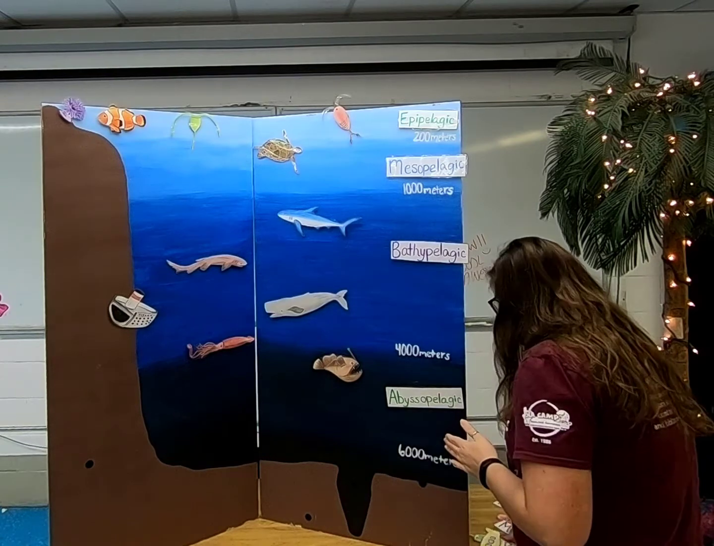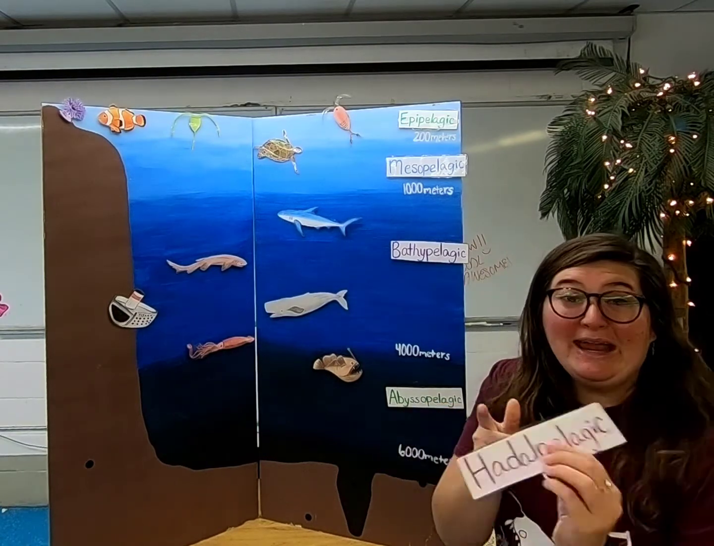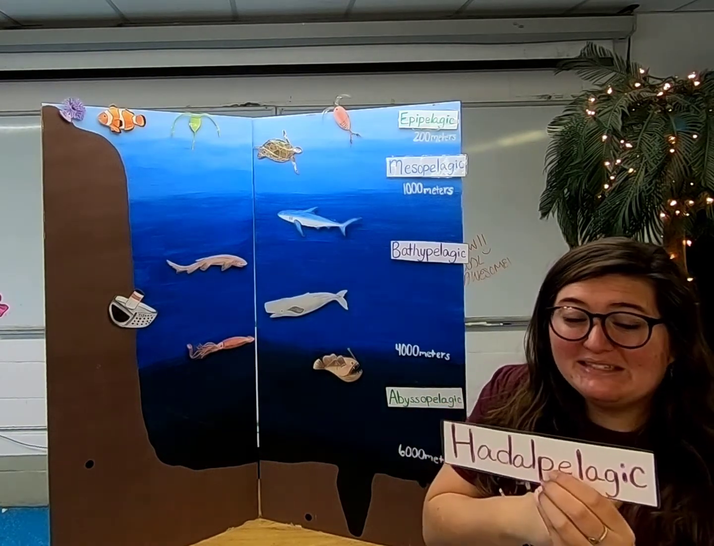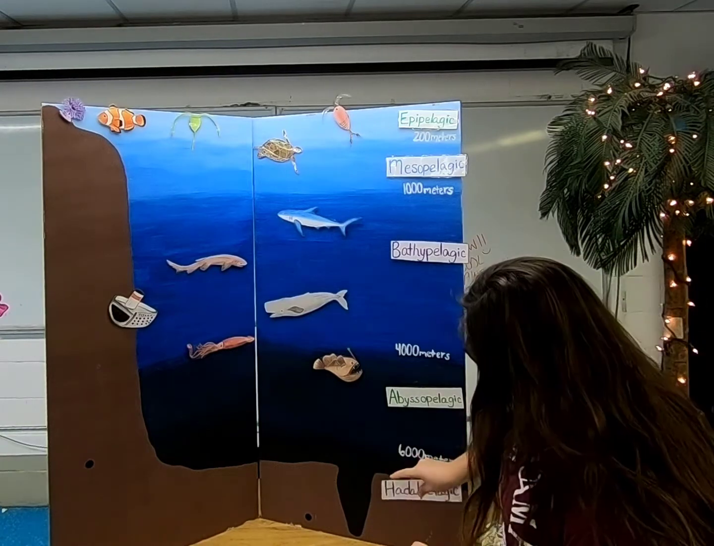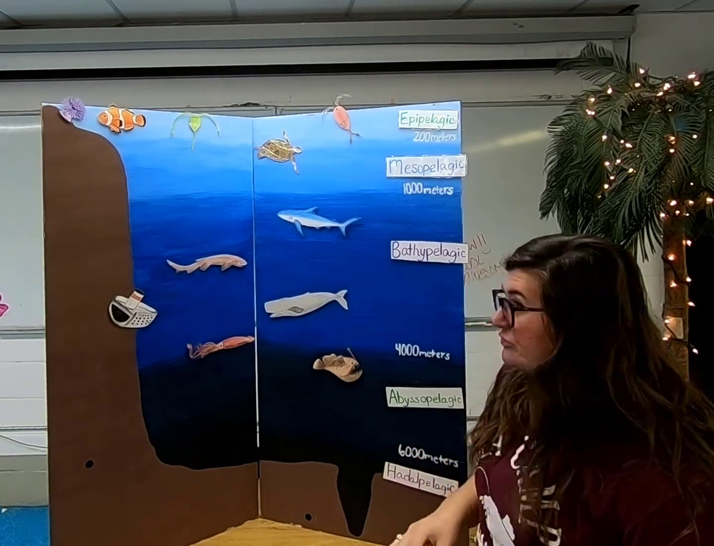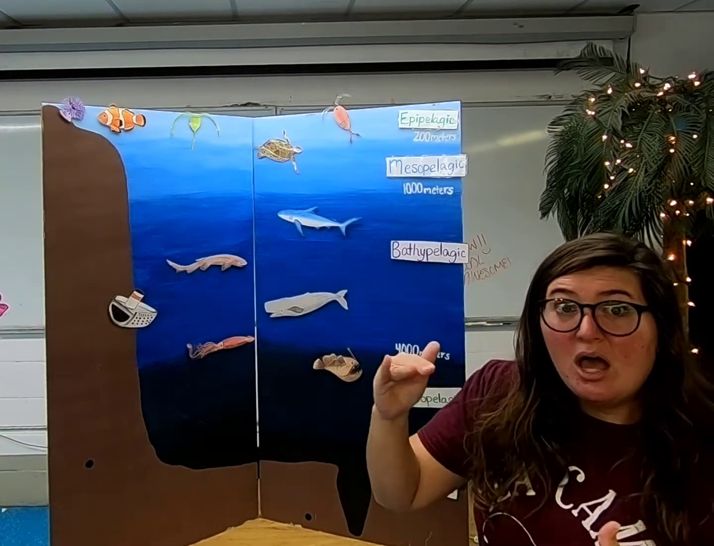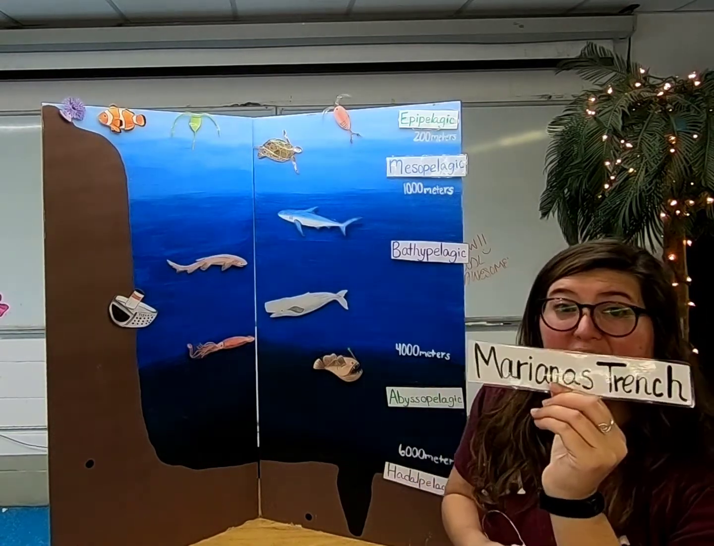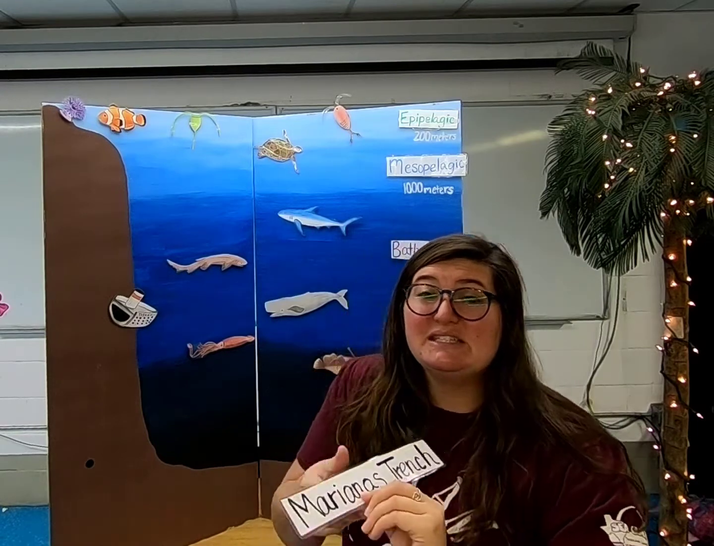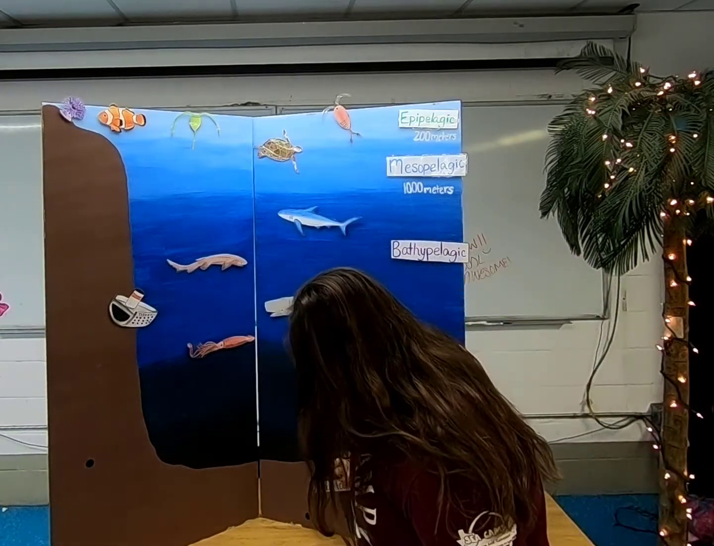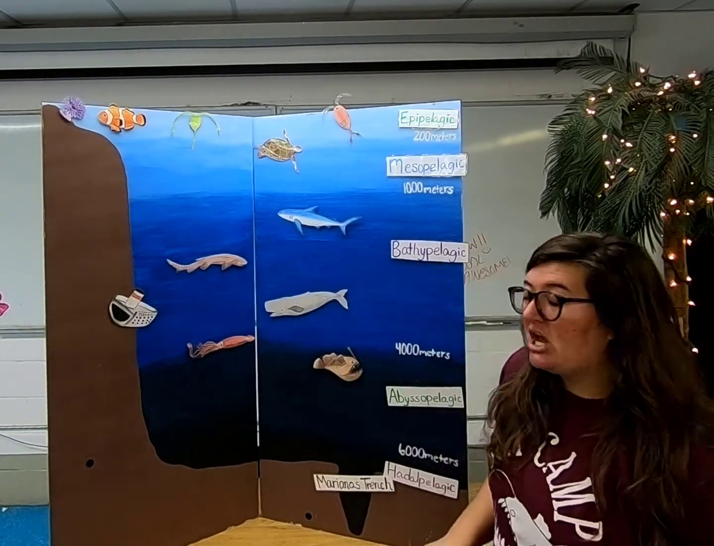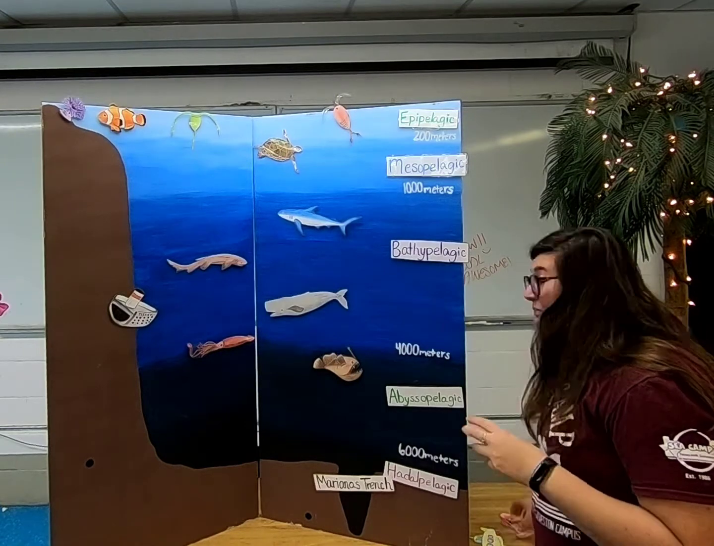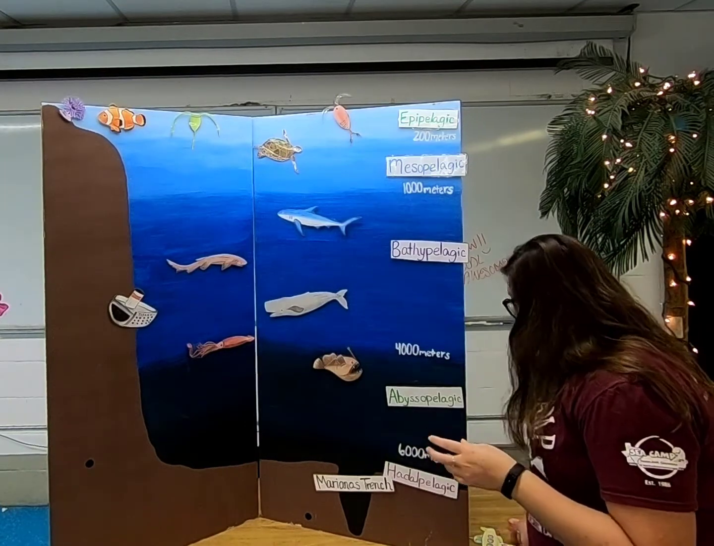So our last one is our Hadopelagic Zone. This is the trenches. So this is whenever we're talking about our trenches in the bottom of the sea, and there's a couple of them. And one of the most famous ones is our Marianas Trench. So the Marianas Trench is the deepest part of the ocean, and our Marianas Trench has barely been explored, which is crazy.